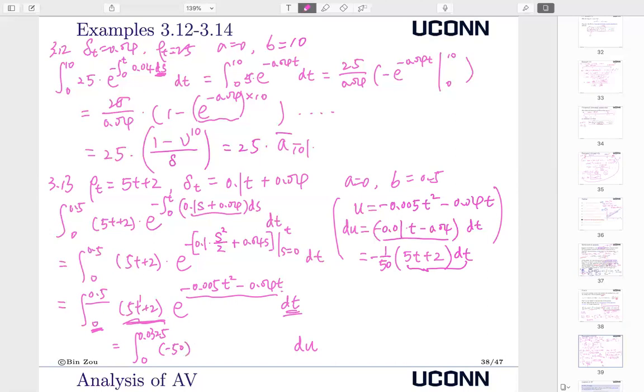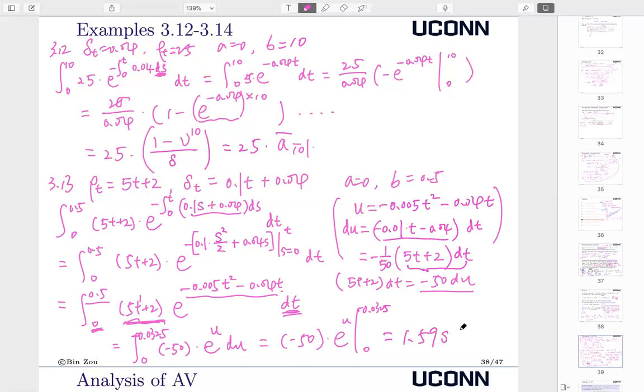Okay, now I have du, because du equals the whole thing, and we can write this 5t plus 2 dt equals negative 50 du, right? So I use negative 50 du to replace 5t plus 2 times dt, and the exponential is just the exponential of u. So let's move this together. Now this is very easy. This number is negative 0.0325. Then I get the result, right? It's 1.5989.